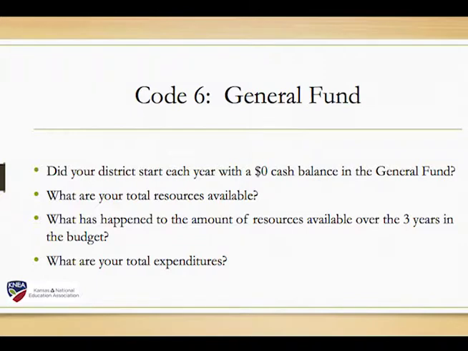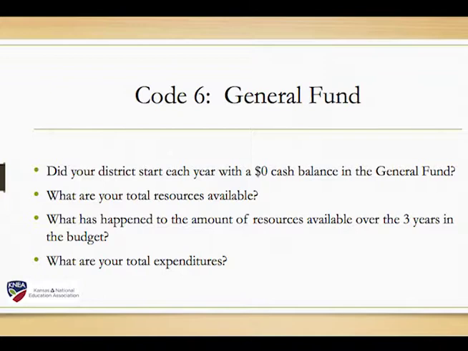The first code that I want to look at is code number 6. In order to know what code we're looking at, look at the bottom of the page in your budget, and you're going to want to flip or scroll until you find code number 6. This is the general fund. What you want to look at is, did your district start each year, and you remember what I said earlier, the first 2 columns are actual amounts, the third column is the budget amount. Did each year start with a 0 cash balance in the general fund?